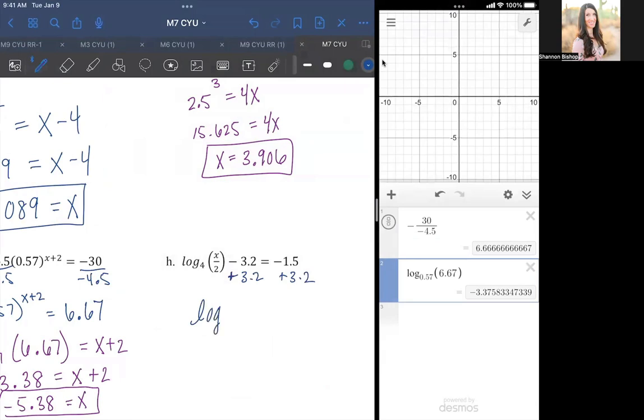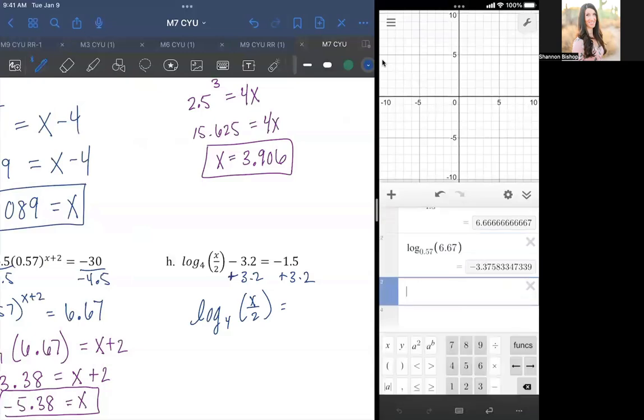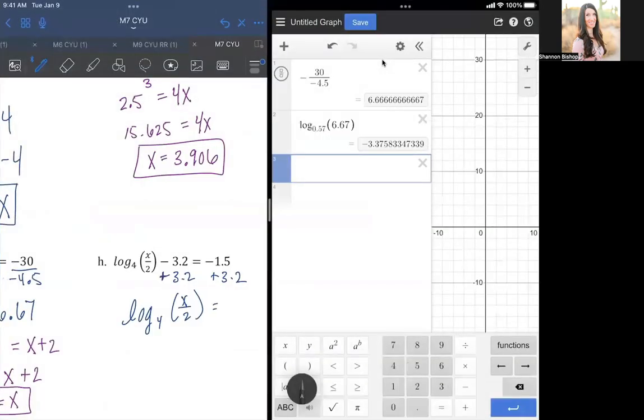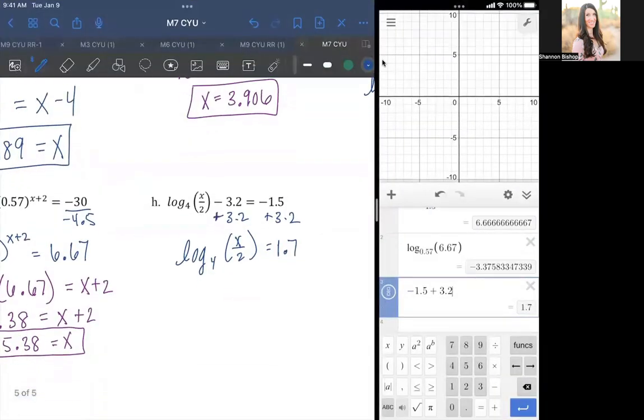So now we'll have log base 4 of x over 2 is equal to, let me fact check this, negative 1.5, oops, negative 1.5 plus 3.2, yep, 1.7, so positive 1.7. All right, now again, you might be looking at that going, I'm stuck. No, you're not stuck. It just means you're ready. This is your base, this is your power, and this is the result. You've got all the three components that you need to write it in its inverted form, which is an exponential.